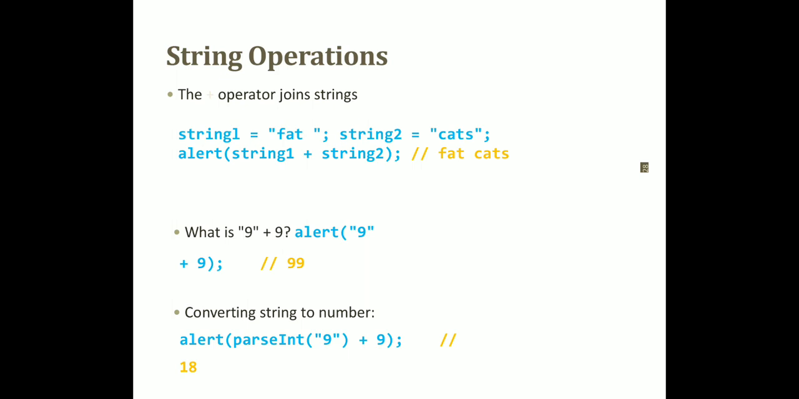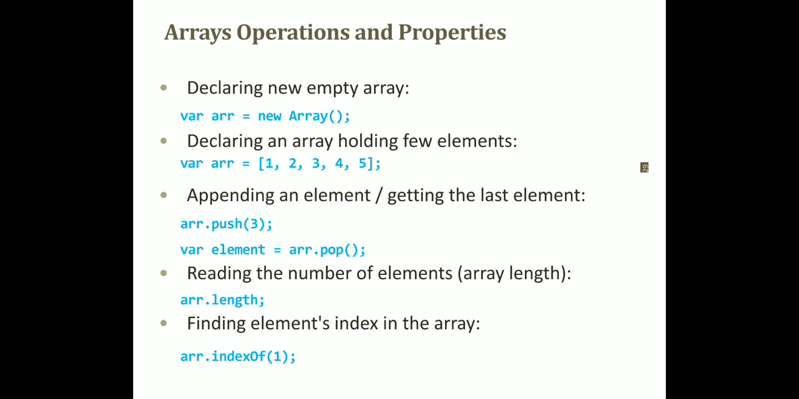Then, what is 9 plus 9? That alert will be 9 plus 9. Here we are concatenating the strings, or joining the strings. So the output will be 99, but you can see I have written it in double quotes; without quotes, it is also fine. Then converting string to number: alert parseInt of "9" plus "9" will produce output 18.